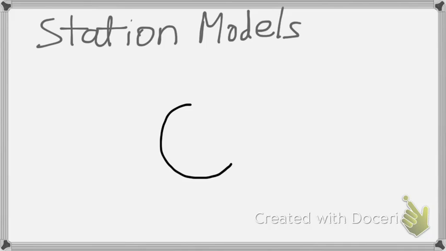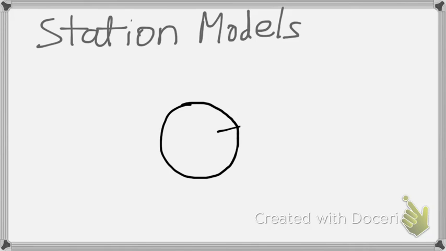Okay, ladies and gentlemen, this video will explain station models. Station models are a way of describing the weather using symbols instead of writing out a whole paragraph. Station models are just a circle. We start with a circle. Just draw that.